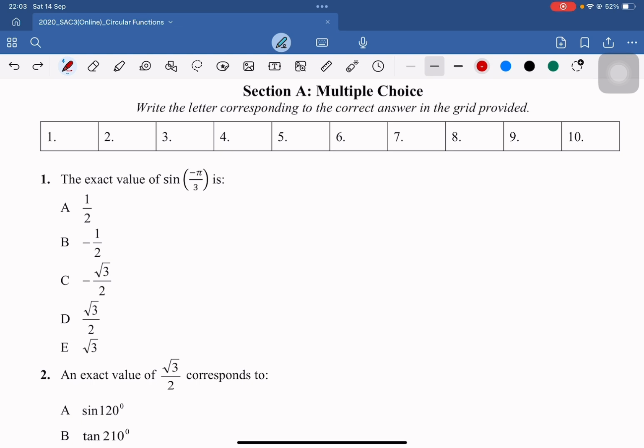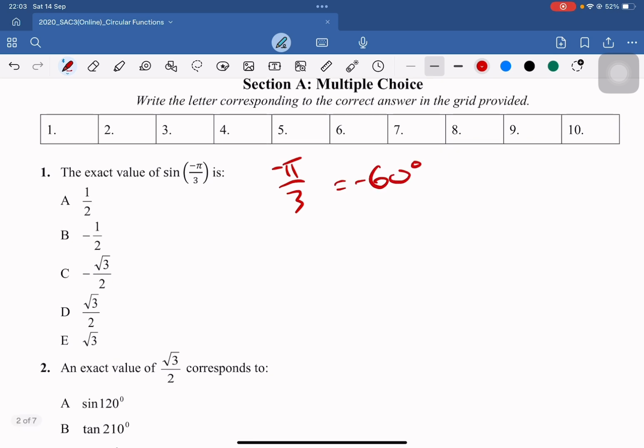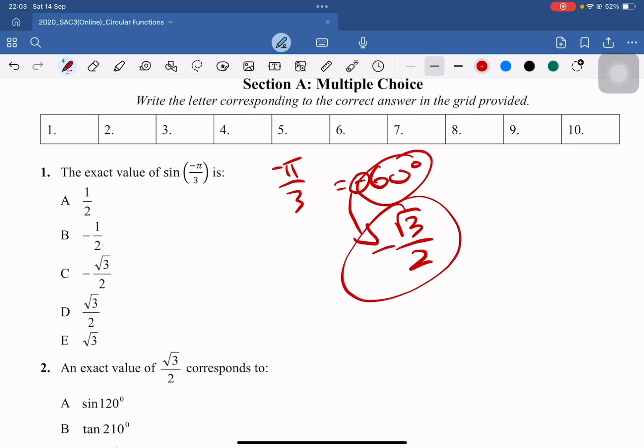The first question is asking you the exact value of sine of negative pi over 3. So we're going to convert that, and it equals negative 60 degrees. Ignore the negative for a moment and just focus on the 60. Sine of 60 degrees is root 3 over 2. Now you add the negative back, and it becomes negative root 3 over 2, which is why the answer is C.